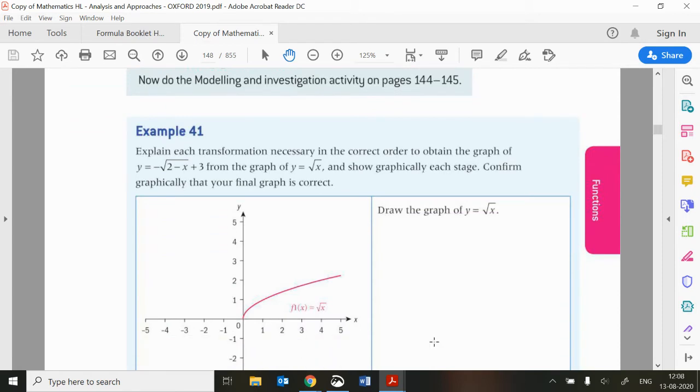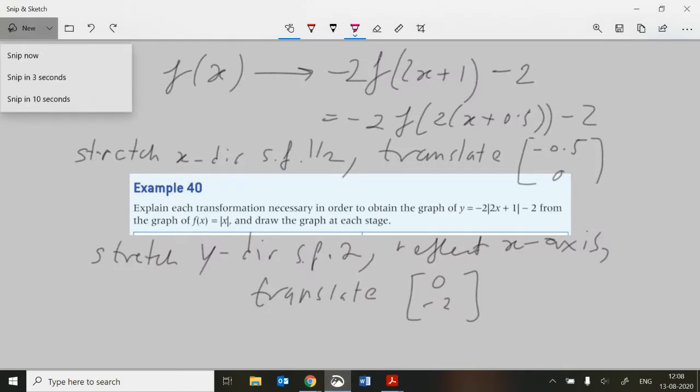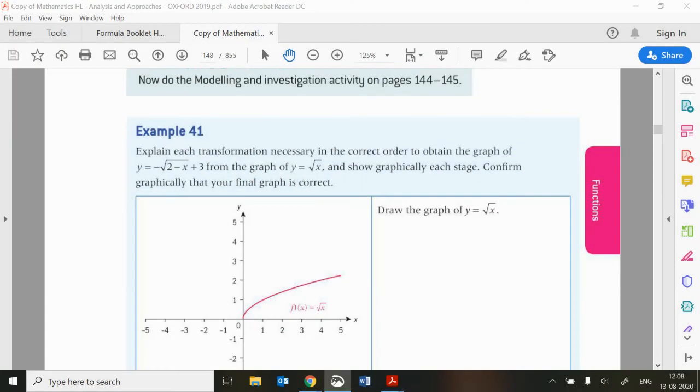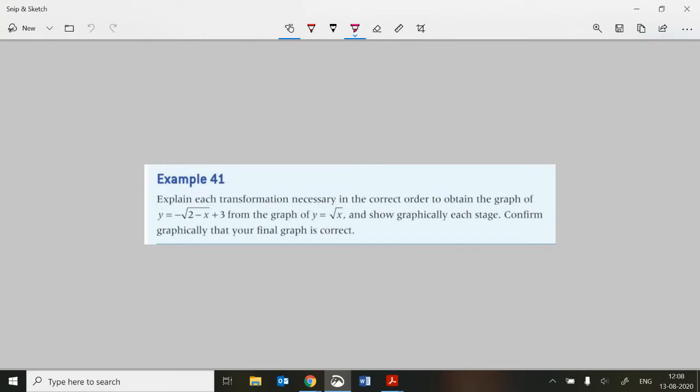Example 41 says, explain each transformation necessary in the correct order to obtain the graph of y equals minus the square root of 2 minus x, and then plus 3 on the end, from the original graph of y equals square root of x. Okay, so let's take this one. If this is our original function, f of x is our square root of x. Then we need to transform in the correct order in order to obtain the graph from this graph.